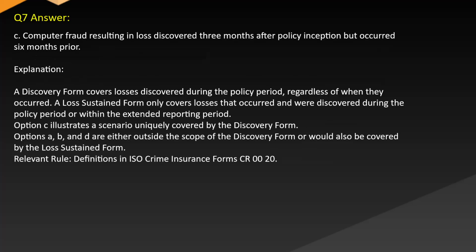Answer: C. Computer fraud resulting in loss discovered 3 months after policy inception but occurred 6 months prior. Explanation: the discovery form covers losses discovered during the policy period, regardless of when they occurred. A loss sustained form only covers losses that occurred and were discovered during the policy period or within the extended reporting period. Option C illustrates a scenario uniquely covered by the discovery form. Options A, B, and D are either outside the scope of the discovery form or would also be covered by the loss sustained form. Relevant rule: definitions in ISO crime insurance form CR 020.